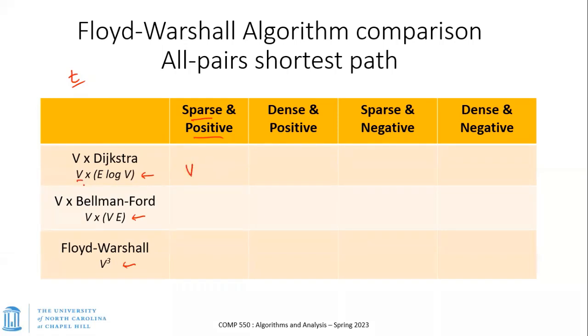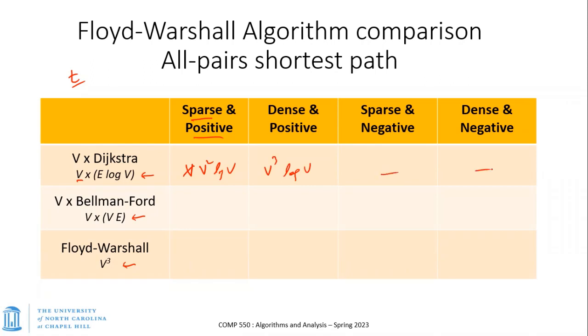We're going to do another multiplication by V because now we're applying Dijkstra for all the sources. So it's going to be V times V log V, so V squared log V. If it's dense and positive, then clearly E is going to become equal to V squared, and so that's going to become V cube log V. Is that right?